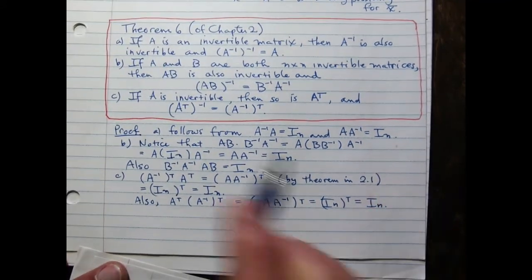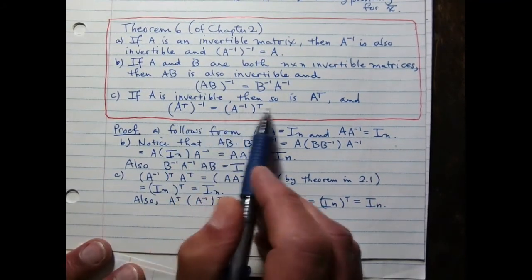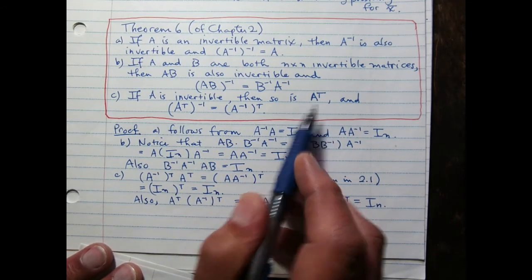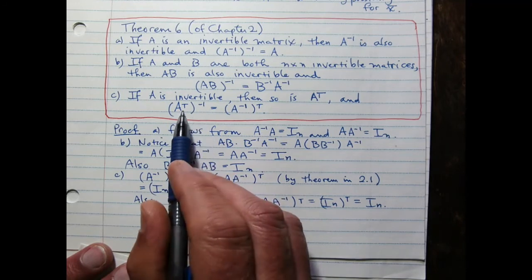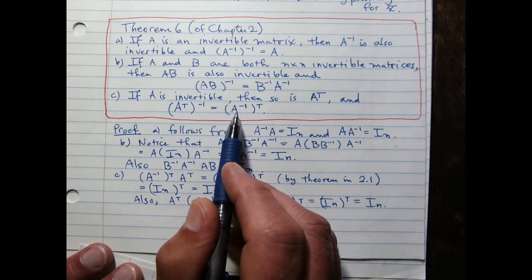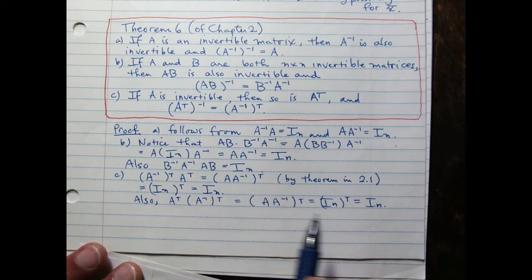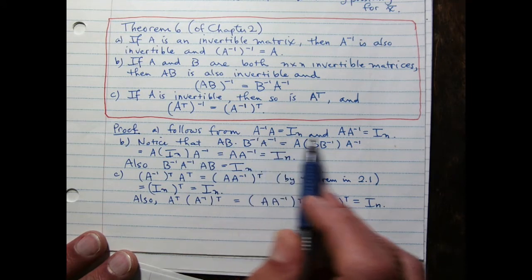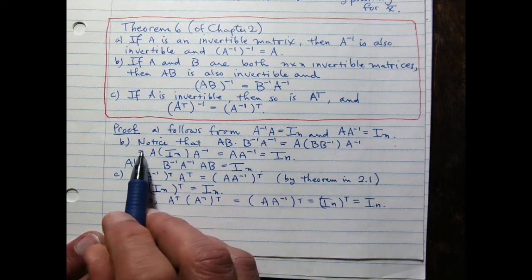And then part C, if A is invertible, then so is A transpose. There's our A transpose notation. And the inverse of the transpose equals the transpose of the inverse. Now, I think we'll talk about the proof of these items. A, you just got to kind of think about, and A makes sense.